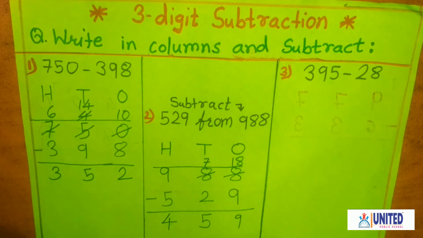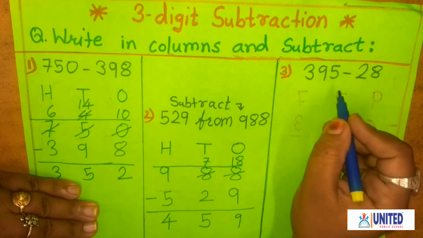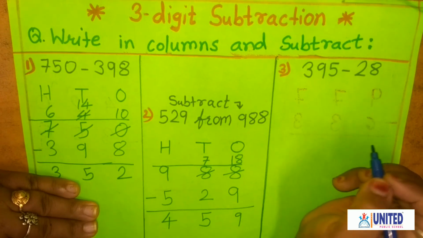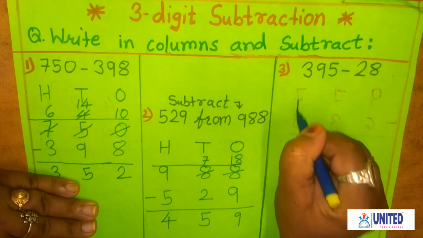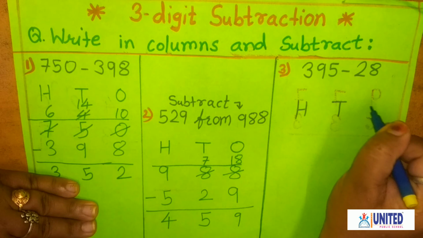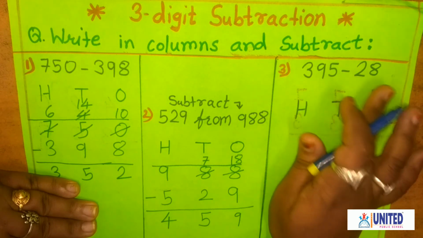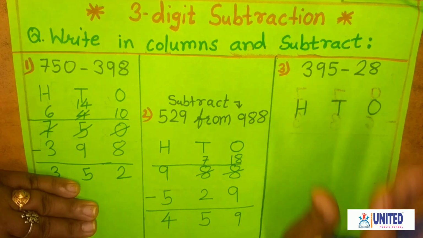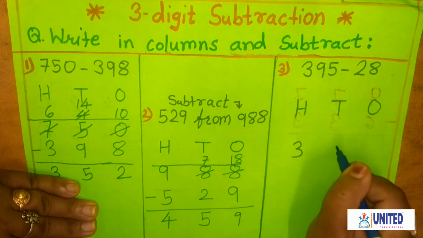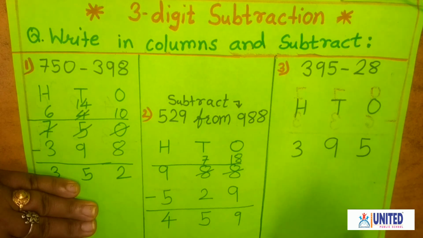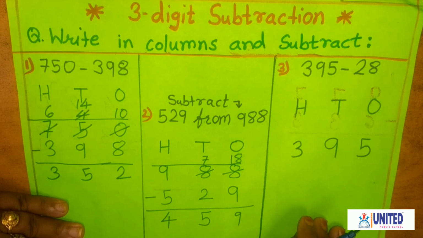Okay. Now the next is 3 numbers. 395 minus 28. Okay, first of all make the 3 columns, 100, tens and ones. Okay, now which is the bigger number, 395 or 28? Yes, 395. So I can write 395. Now the next number is what? 28. So it is a 2-digit number.